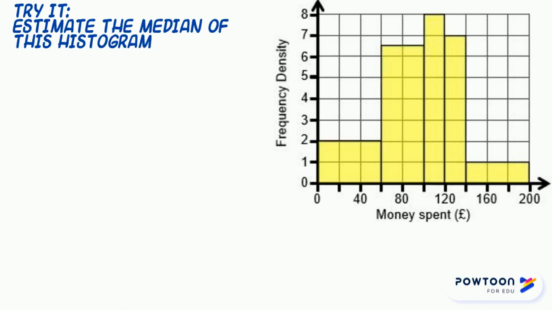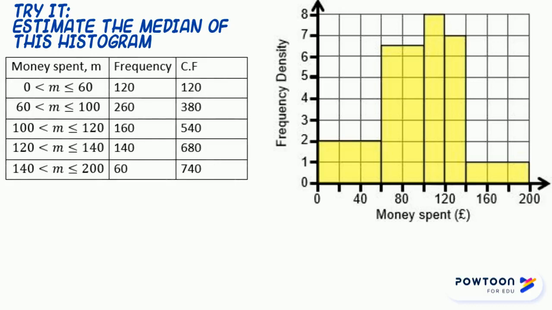Alrighty, let's go over the answers now. So first we're going to fill out that frequency table. This just helps us keep it organized. So our intervals come from the widths of our bars, and then our frequency comes from multiplying the width by that frequency density.